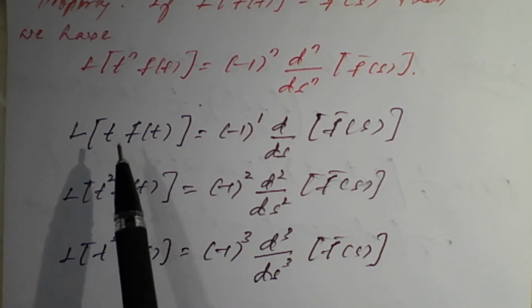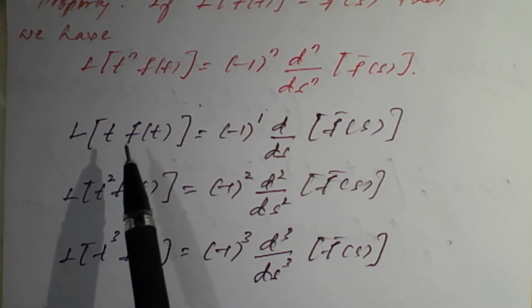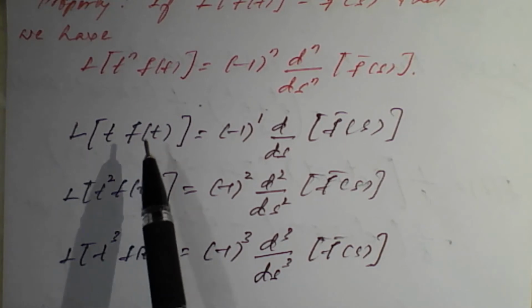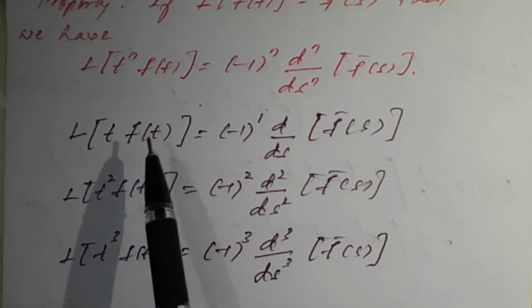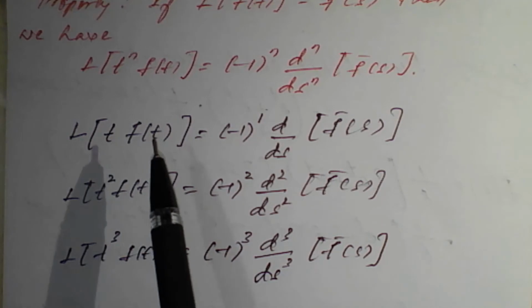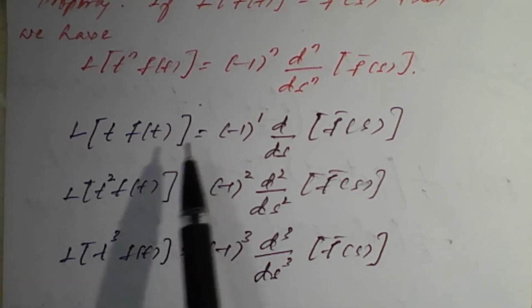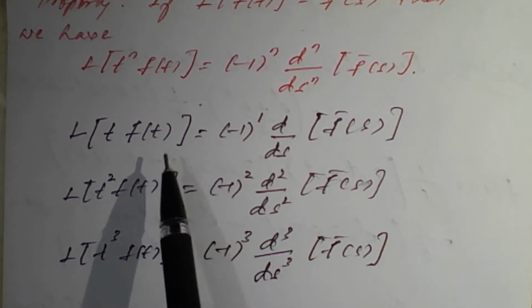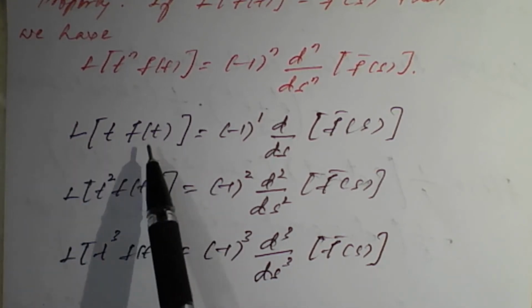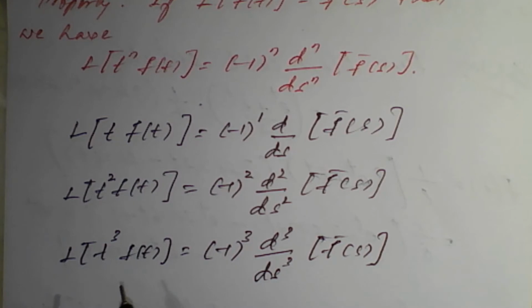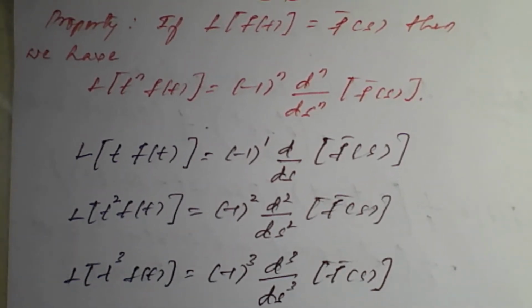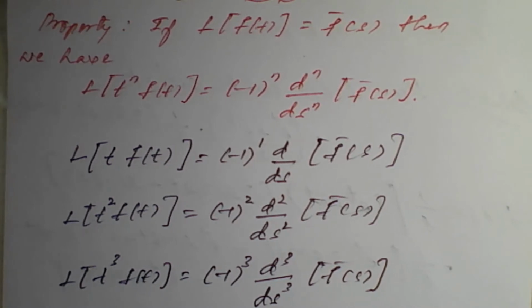So we have seen in the previous class that when e raised to at is multiplied to the function f of t, it is considered as first shifting. This is the second shifting, as well as the second property of our Laplace transform. If t is multiplied to the function, what is going to happen? So based on this small introduction, I will see the examples.